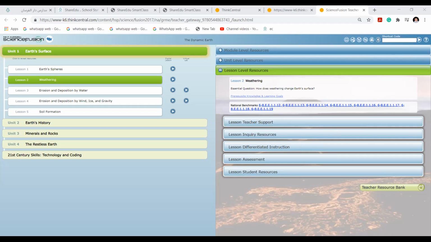Again, physical weathering and chemical weathering. Physical weathering has frost wedging, abrasion, exfoliation, plant growth, animal action. Whereas chemical weathering has oxidation and acid precipitation. Even if you don't remember dissolving, it's okay.